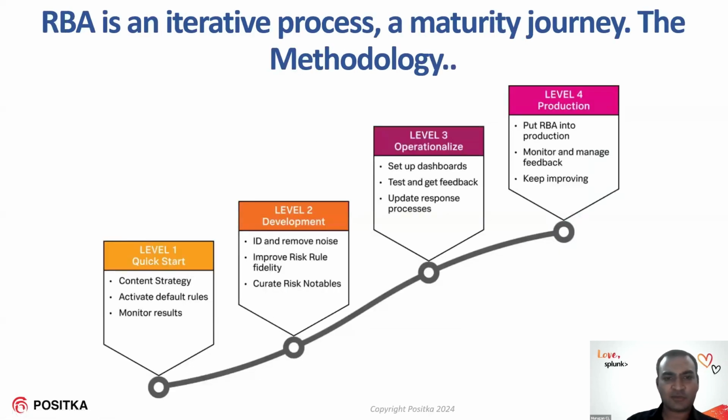So as I mentioned earlier, Splunk provides not only the feature as a framework, it also guides us with the methodology. It recommends 4 steps for an effective RBA implementation. At level 1, we do a content strategy session where we look into the environment data and identify the appropriate rules for the environment, and fine tune the rules to make sure that the rules themselves are not generating false positives. So that is level 1.